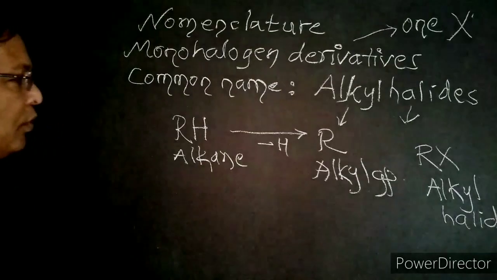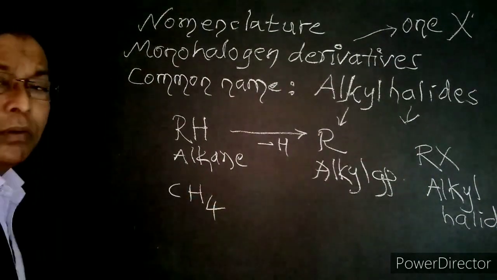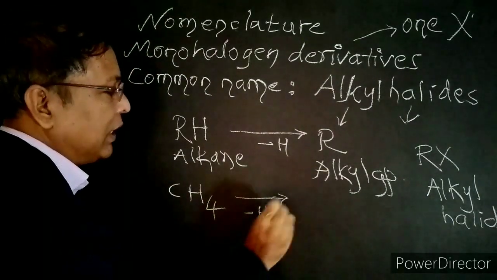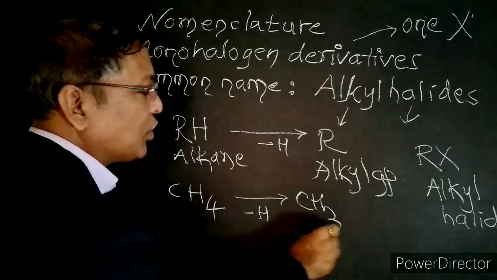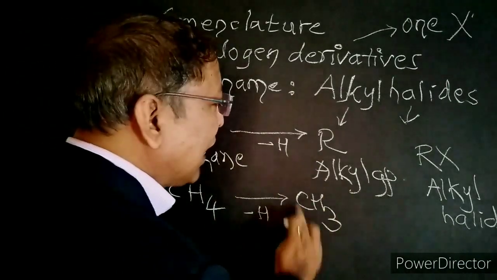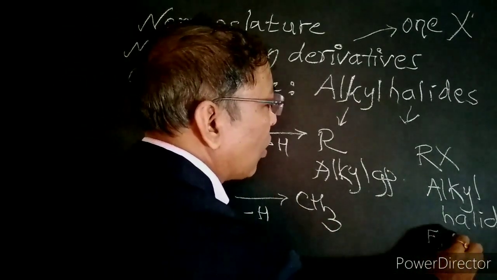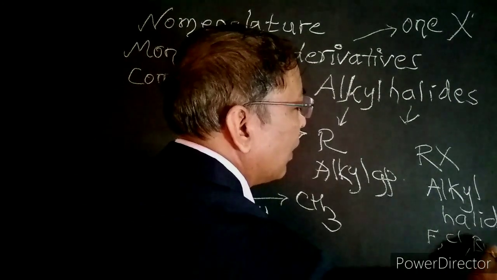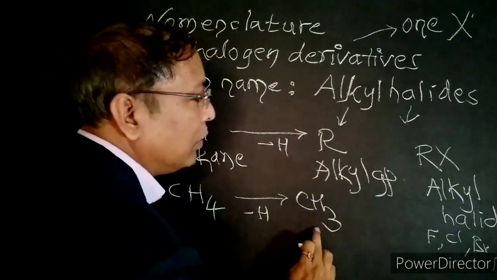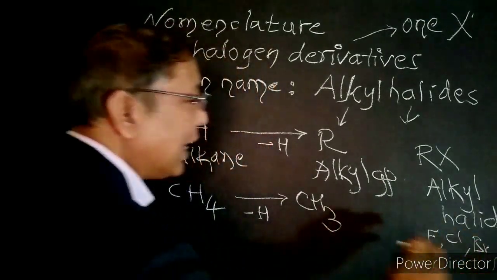Let us take a few examples of alkyl groups. Methane, when it loses one hydrogen atom, becomes CH3. This is called methyl. When this methyl group is present with a halogen like fluorine, chlorine, bromine, or iodine, its common name becomes methyl fluoride, methyl chloride, methyl bromide, methyl iodide, etc.